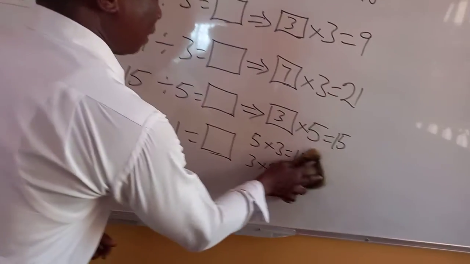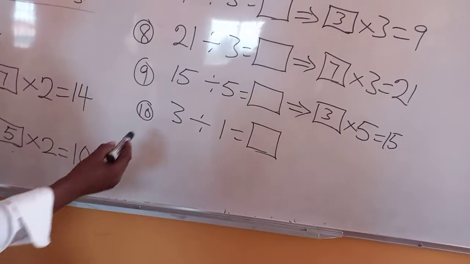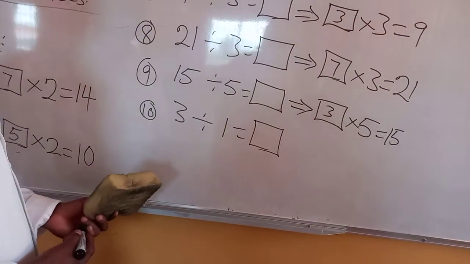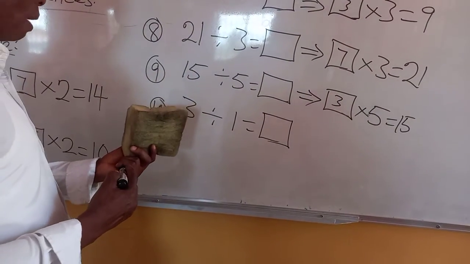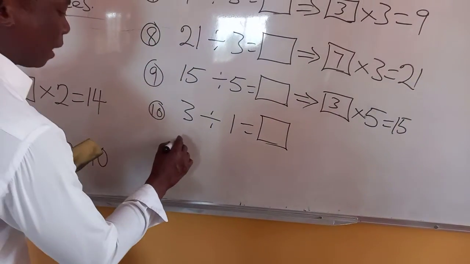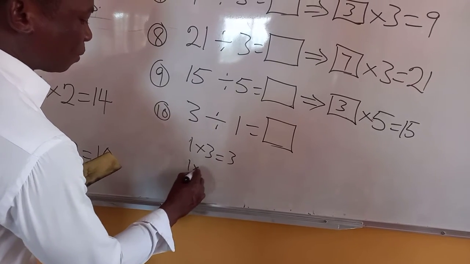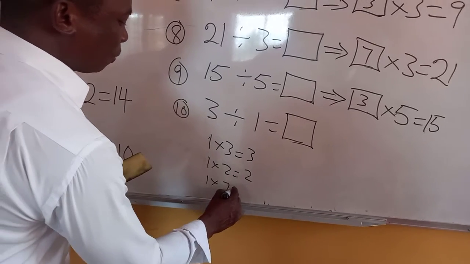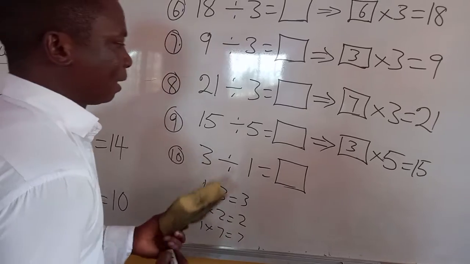Let's quickly solve the last but not the least. Then I leave you. 3 divided by 1 will be what? If you know your 3 times table, you know the answer. Or if you know your 1 times table, you know the answer. Any number multiplied by 1. 1 times 3 will be what? 3. 1 times 2 will be what? 2. 1 times 7 will be what? 7. Any number at all multiplied by 1 is the number.